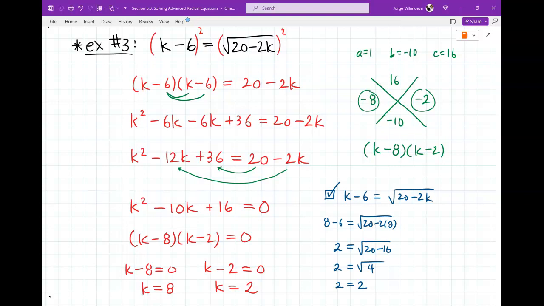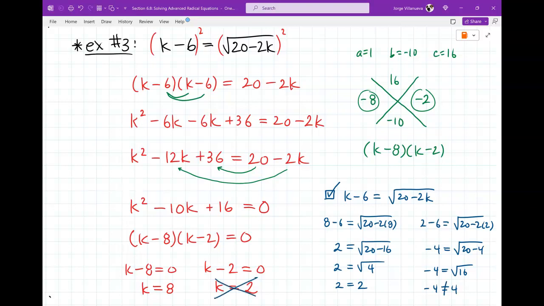Now let's plug in a 2. k equals 2. So 2 minus 6 is equal to the square root of 20 minus 2 times 2. Negative 4 is equal to the square root of 20 minus 4. Negative 4 is equal to the square root of 16. Negative 4 is equal to 4. That is not true.